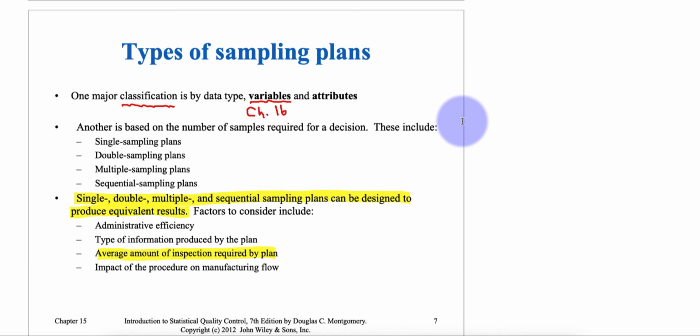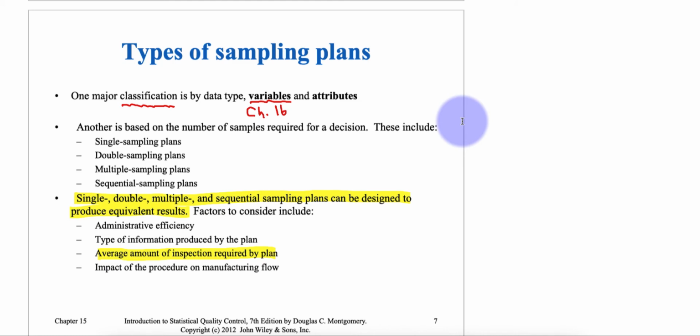In acceptance sampling, we will have some plans and we will do our analysis on these sampling plans. What are these plans? These plans are single sampling, double sampling, multiple sampling, and sequential sampling. In single sampling, we are just taking one sample. In double sampling, we are taking two samples. In multiple sampling, we will take several samples. And in sequential sampling, we will see it in the next slides. It is also like multiple sampling.